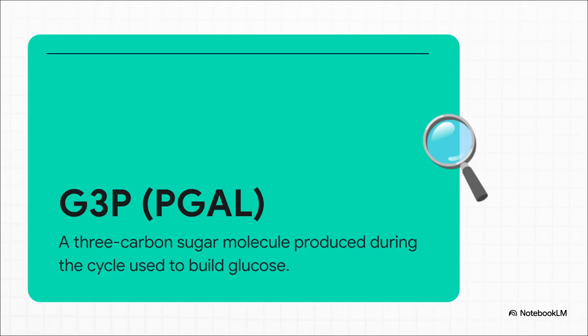Plants also use this G3P to build starch, cellulose, and other carbohydrates. So that's our big key idea here. The Calvin cycle produces G3P, which is then used to make glucose and a ton of other essential organic molecules.